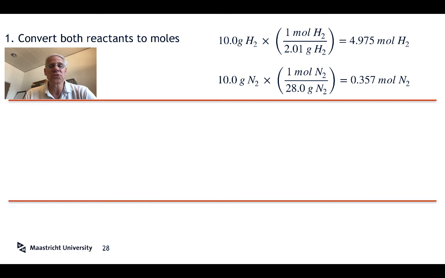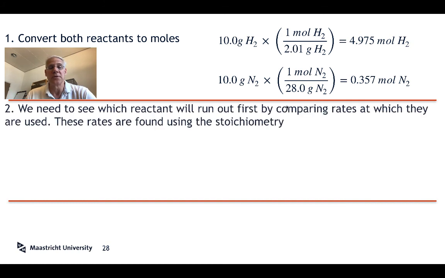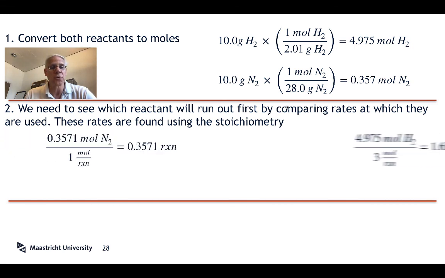Now, we can't just look at the number of moles of each of those elements and say, well, the N2 is present in a lesser amount, so it's the limiting reactant. The reason we can't say that is because the N2 and the H2 are used up at different amounts, or at different rates, because of the balancing coefficients. So we need to see which reactant is going to run out first by comparing the rates at which they're used. And we can use the stoichiometry for that.